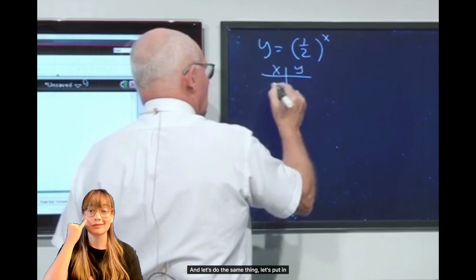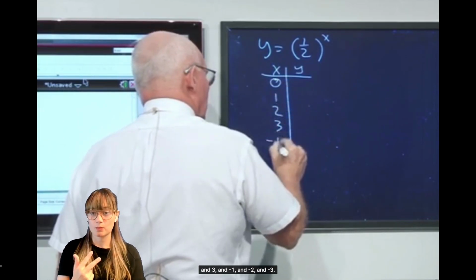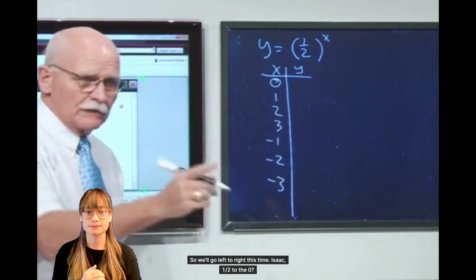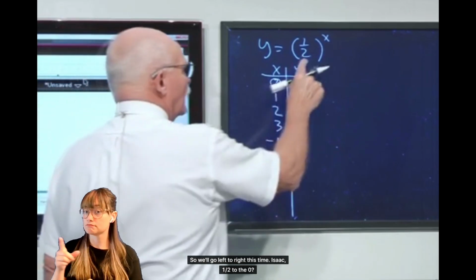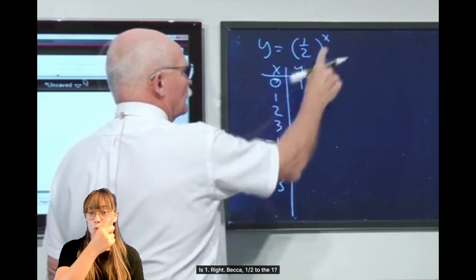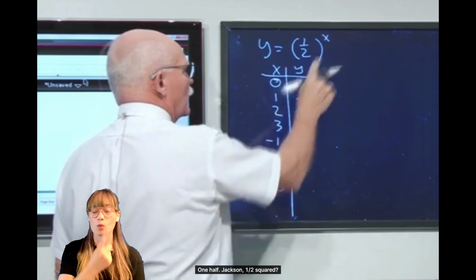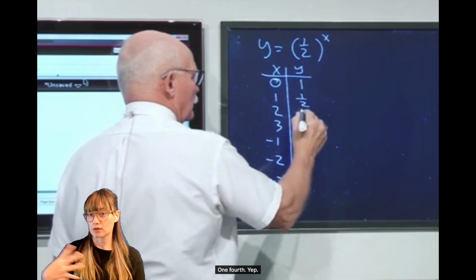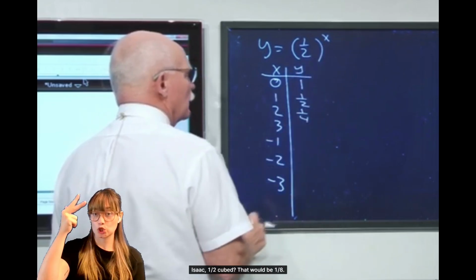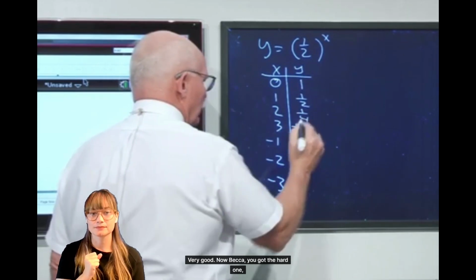Let's put in 0 and 1 and 2 and 3 and -1 and -2 and -3. So we'll go left to right this time. Isaac, 1/2 to the 0. 1. Right. Becca, 1/2 to the 1. 1/2. Jackson, 1/2 squared. 1/4. Yep. Isaac, 1/2 cubed. That would be 1/8. Very good. Now, Becky, you got the hard one.